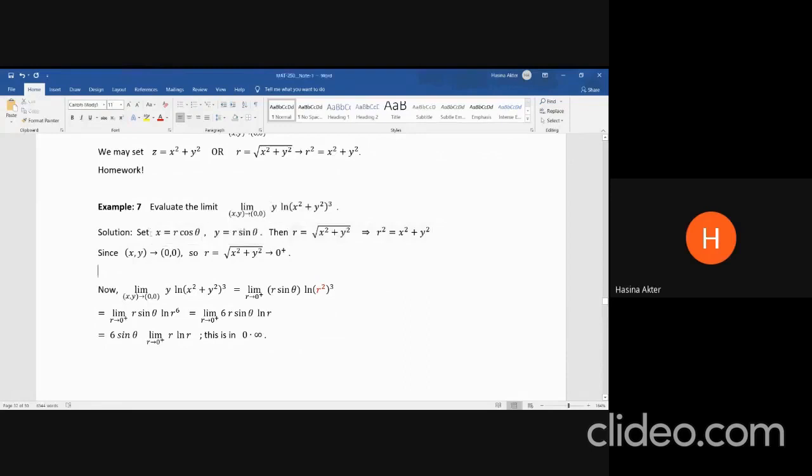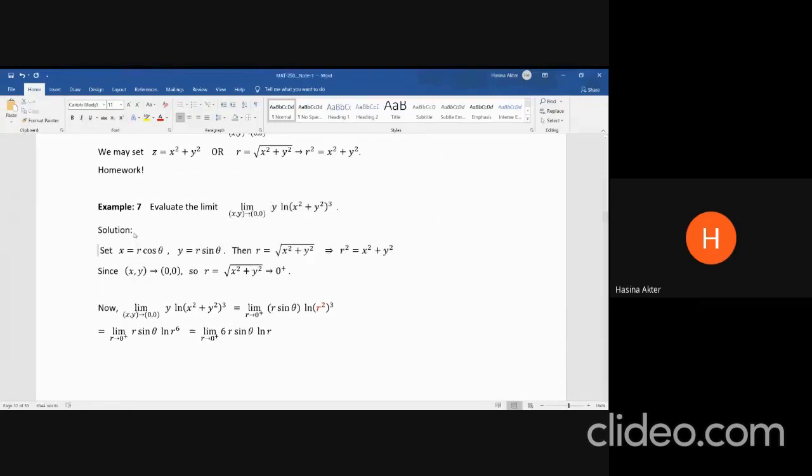If I want to write it in polar coordinates, using polar coordinates, set x equals r cosine theta, y equals r sine theta. Combining these two equations, we get r equals this, which implies that r squared equals x squared plus y squared. We need to write r because we have to get the limit for r. So r equals the square root of x squared plus y squared, which implies that r squared is x squared plus y squared. And now look at r.